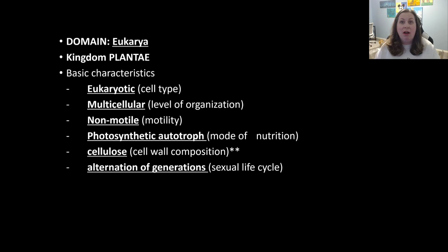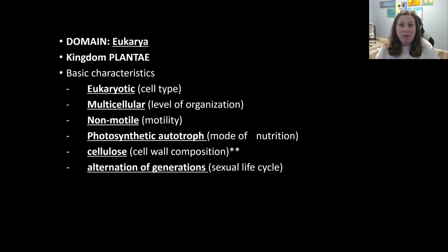So what are the plants' general characteristics? Plants are in the domain Eukarya because they contain eukaryotic cells. Remember, these are cells that have a nucleus. They also have lots of different organelles. They're the more complex organisms. We do see that they are also in the kingdom Plantae, meaning plants. So what are some basic characteristics? Well, for one, they have eukaryotic cells, which I just talked about. Plants are always going to be multicellular, meaning they're composed of more than one cell. That's their level of organization. We also see that plants are non-motile. They don't move on their own.